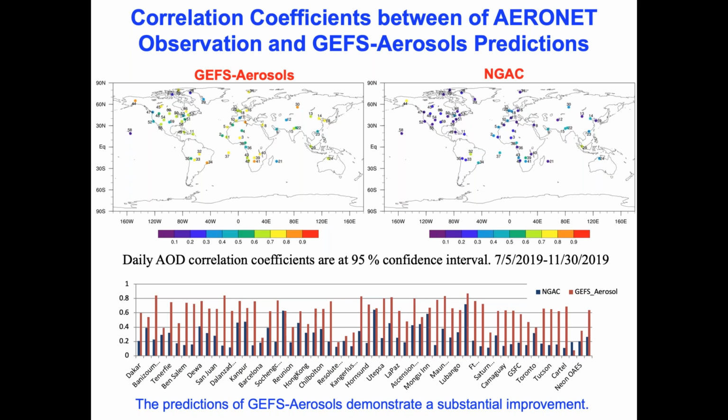Now we can see that the GEFS-Aerosols prediction shows a much higher correlation coefficient for this almost 4 months of daily variation with the AERONET observation. All those correlation coefficients are above 0.5. However, for the NGAC, I think it's below 0.4 or 0.5. From the bottom figure, you can also see the red bar, the GEFS-Aerosols correlation coefficient, is much higher than that of the NGAC, and the prediction of GEFS-Aerosols demonstrates a substantial improvement.